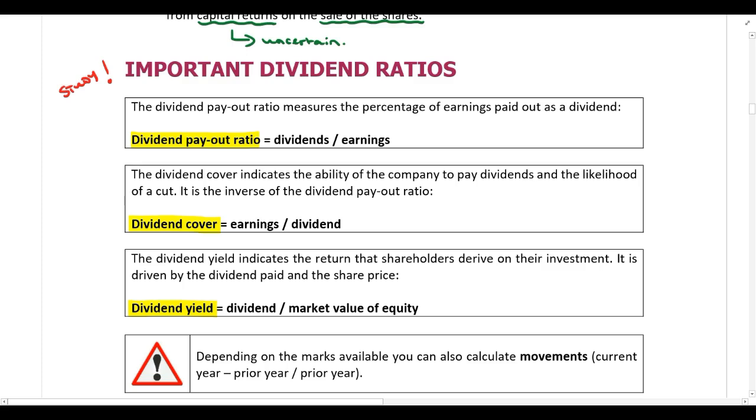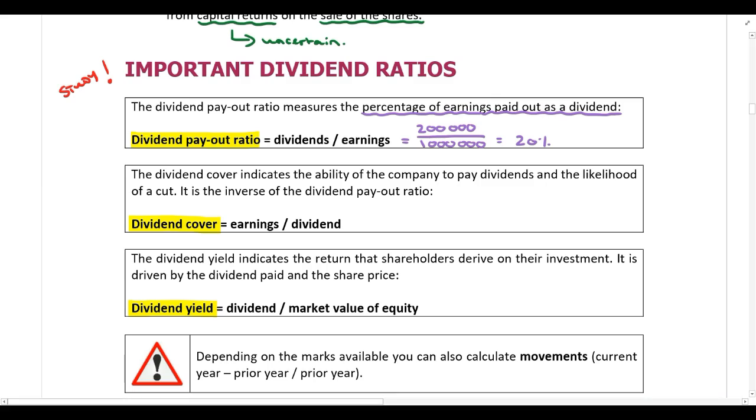The dividend payout ratio tells us the percentage of earnings that are paid out as a dividend. So we take the dividends, we divide by the earnings, and we get an answer as a percentage. So let's just quickly add some numbers over here. Let's say that the company paid dividends of 200,000 Rand, and they had earnings of 1 million Rand. So that means the company has a payout ratio of 20%. They are paying out 20% of their earnings as a dividend.